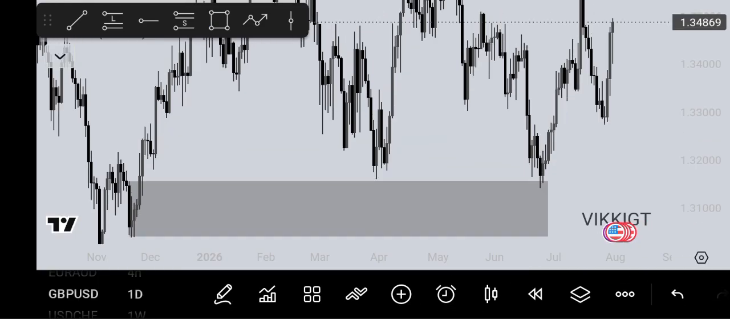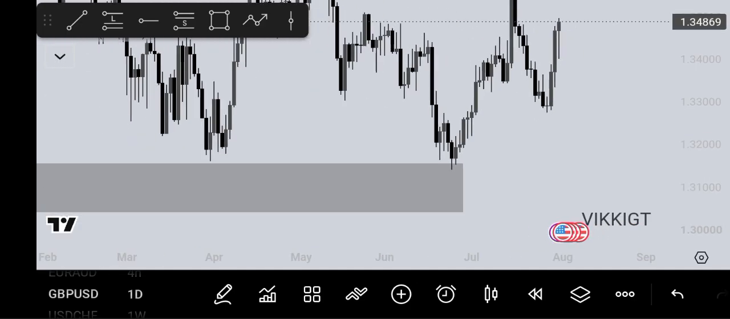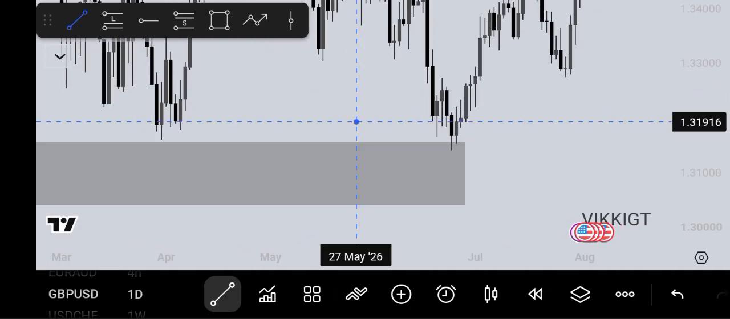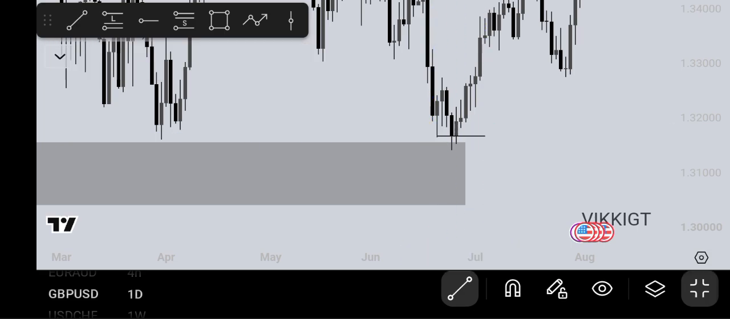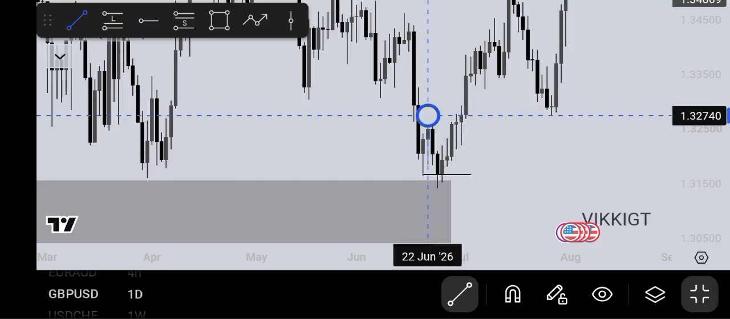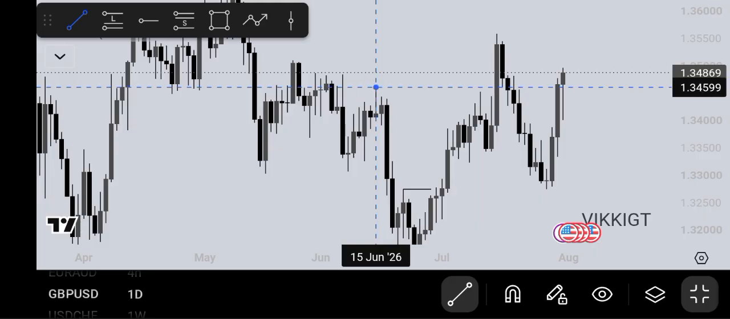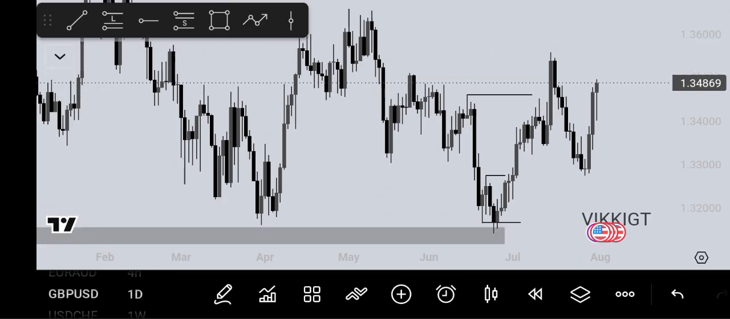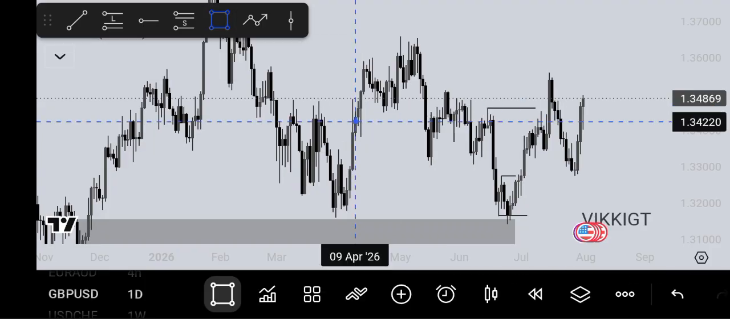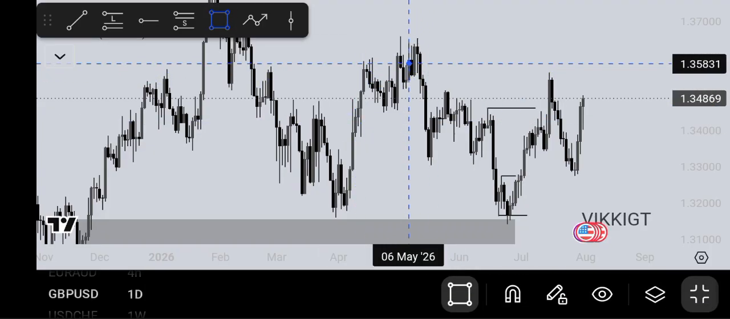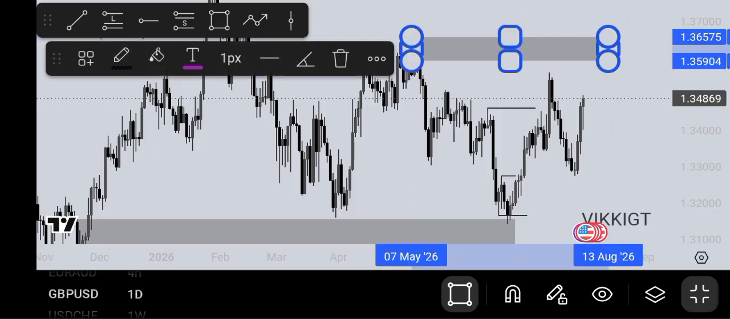And what do we have? We need to see price sweep liquidity, take out liquidity and then give us a break of structure or a shift in market structure, which occurred at this point. We had this sweep of liquidity, and then we had this internal market structure shift, and also the break of structure at this point to the upside. So for GBPUSD, let's see how it goes. We are bullish for now on GBPUSD till price gets to this other point. But for now, bullish on GBPUSD for me.